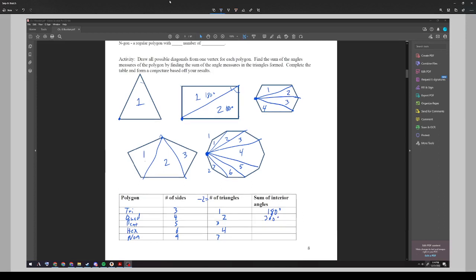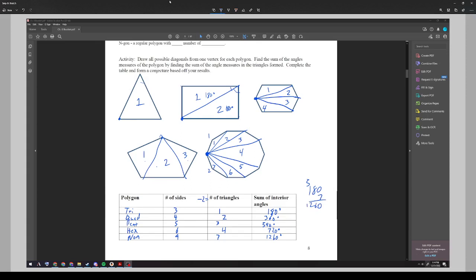Similarly here, we have 1, 2, 3 180s, so we end up with 540 degrees total. Here we have 4, so that would be 720 degrees. 400 plus 320, yeah, 720. And then here we have 7 triangles, so that would be 700 plus 560 is 1260 degrees. I'm going to double check that I got that right. 180 times 7, 0, 6, 5, 12. Yes, good. I can do the math.